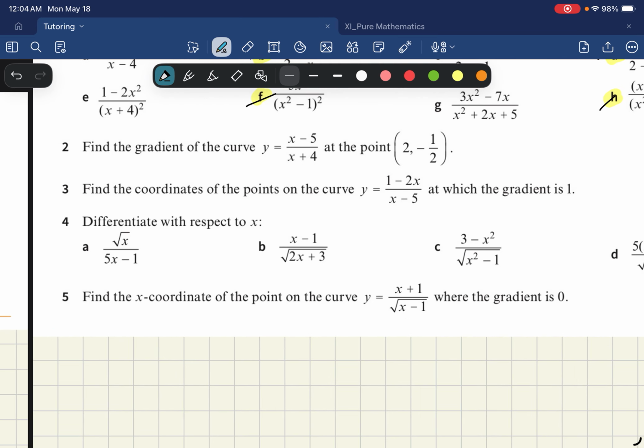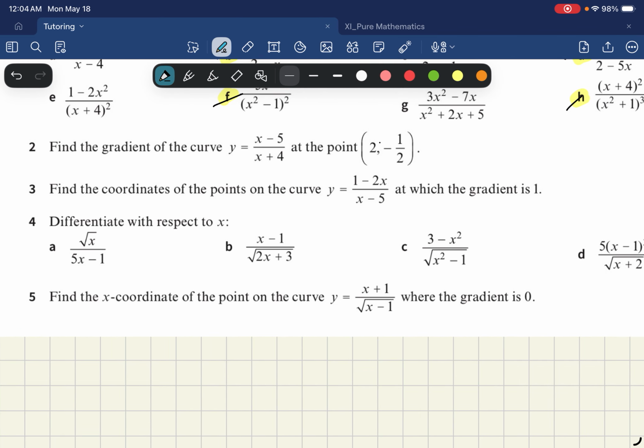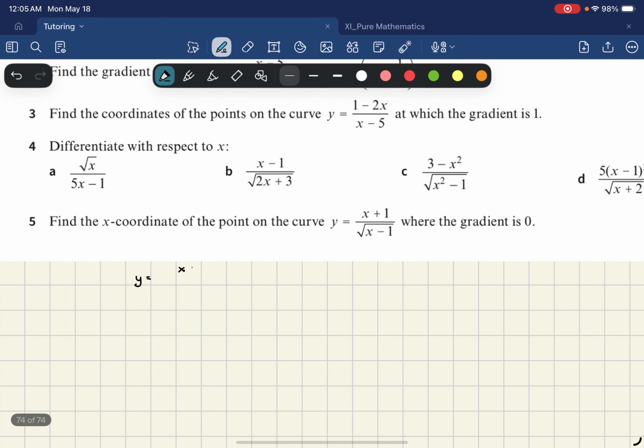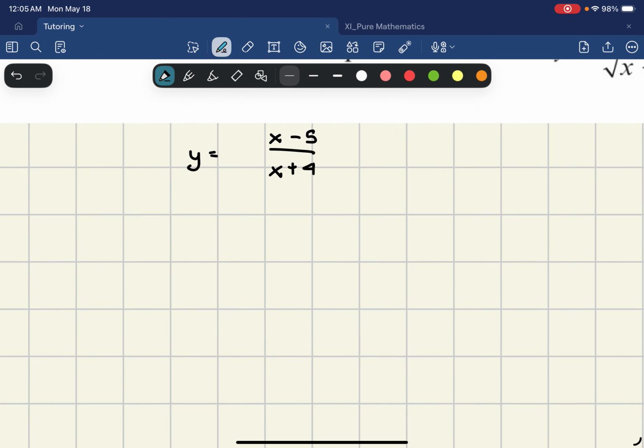So question 2, find the gradient of the curve at the point given, right? So you just need to know the x coordinate. Your y is given to be (x minus 5) over (x plus 4). And this is the same UV method, right? So let me do it directly. This is your v. You need to square v.